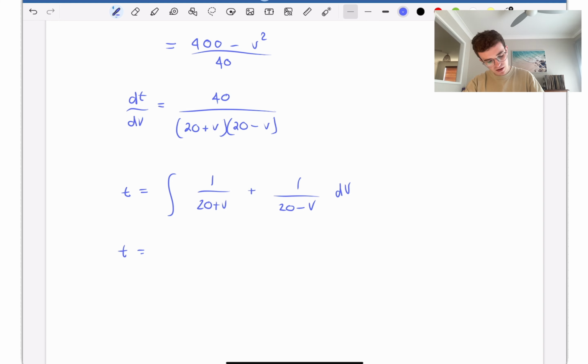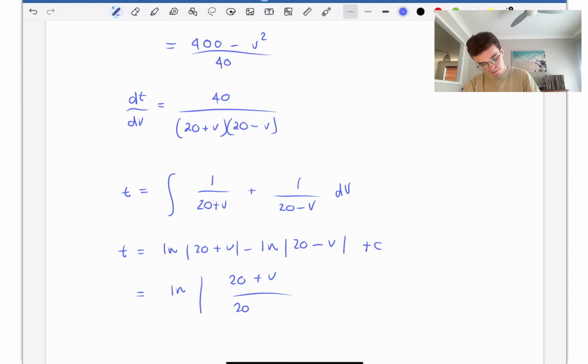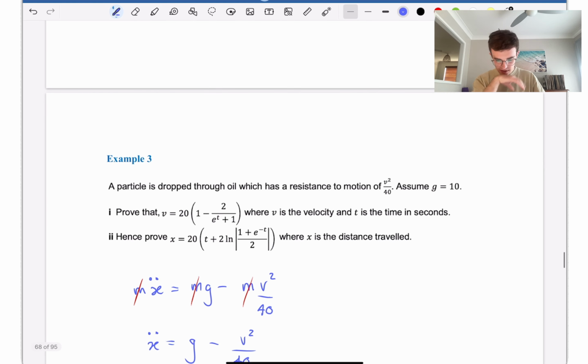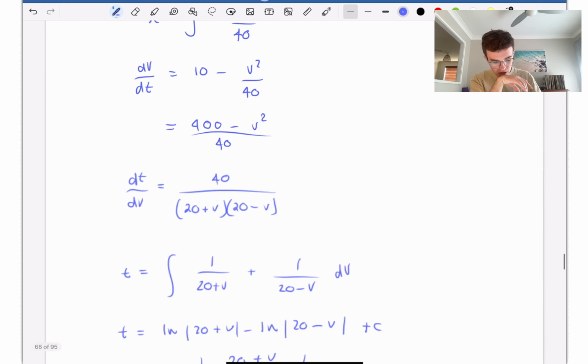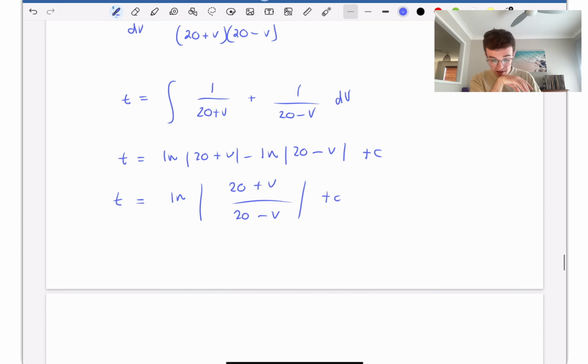Nice. So this is going to be, integrate that, we get ln of 20 plus v. Integrate that, we've got that minus there. So minus ln of 20 minus v plus c. Now we can combine that. So 20 plus v on 20 minus v plus c. Let's actually see where we're headed. Right, so we've got e to the t's, we've got velocity to be the subject. So we do need to make v the subject.